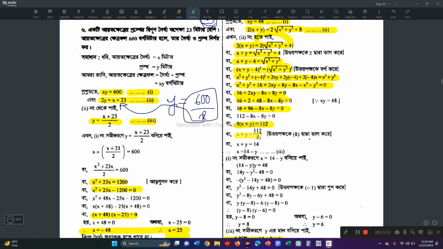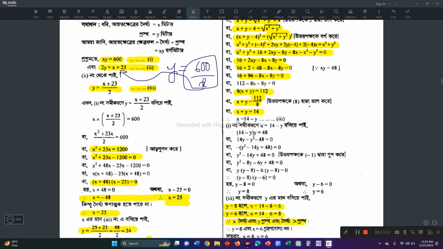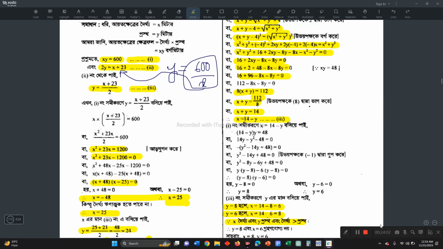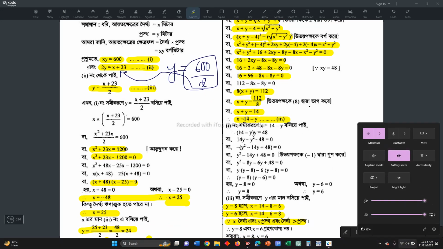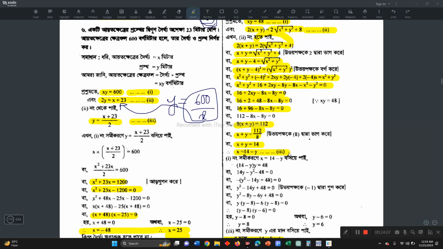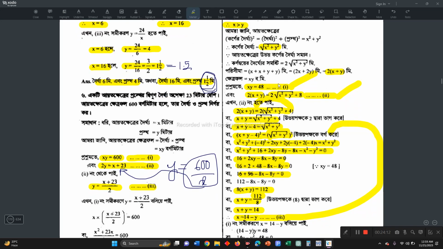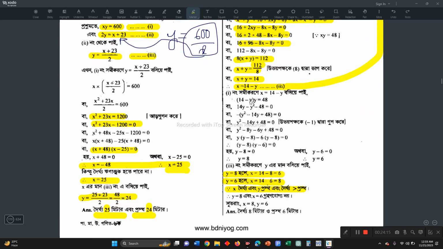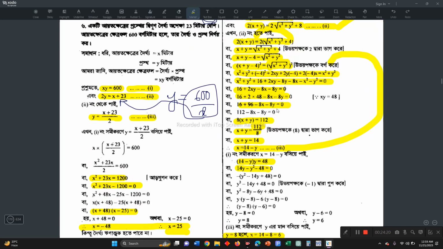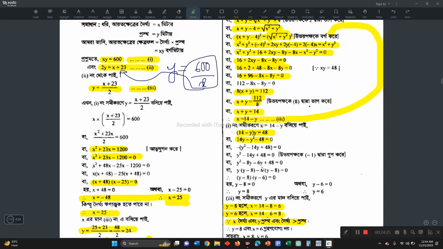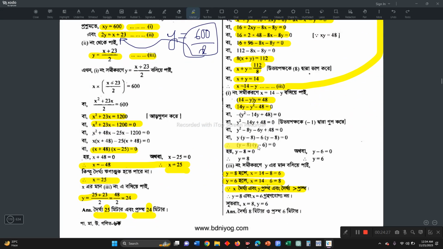Now x plus y is equal to what? 112 divided by 8, so x plus y is equal to 14, or x is equal to 14 minus y. Putting this value from equation number 3 into equation number 1, we get (14 minus y) into y is equal to 48, or y square minus 14y plus 48 is equal to 0. What I have said earlier: if there is a term of xy, there will be a quadratic equation. That means there will be two solutions for y.